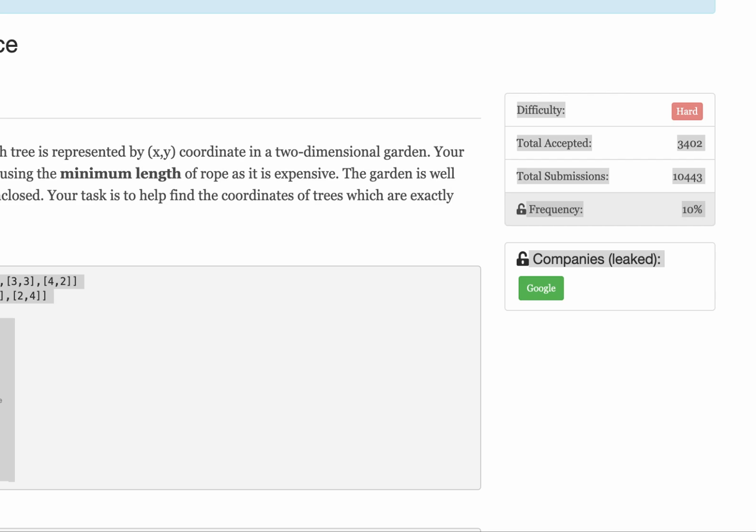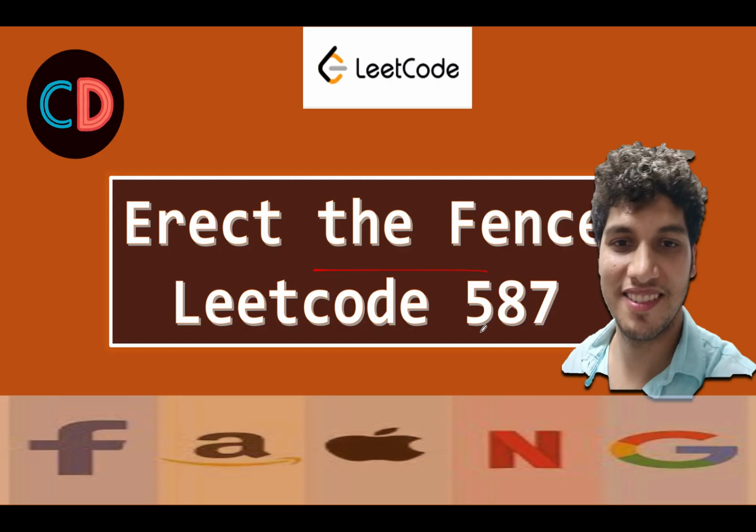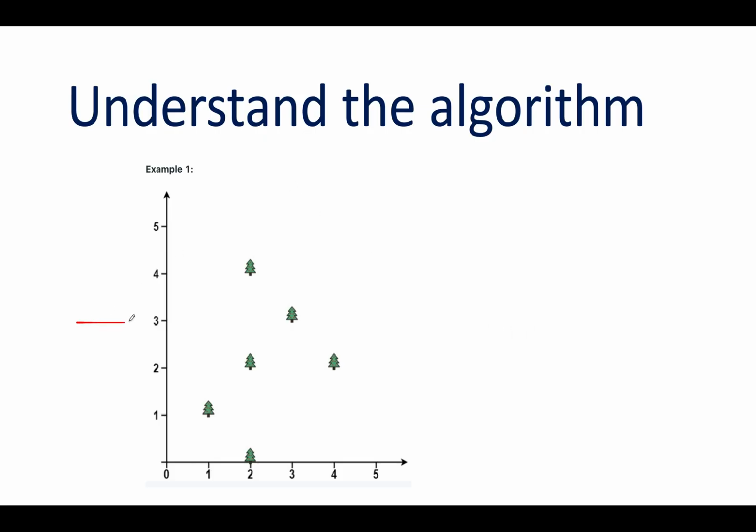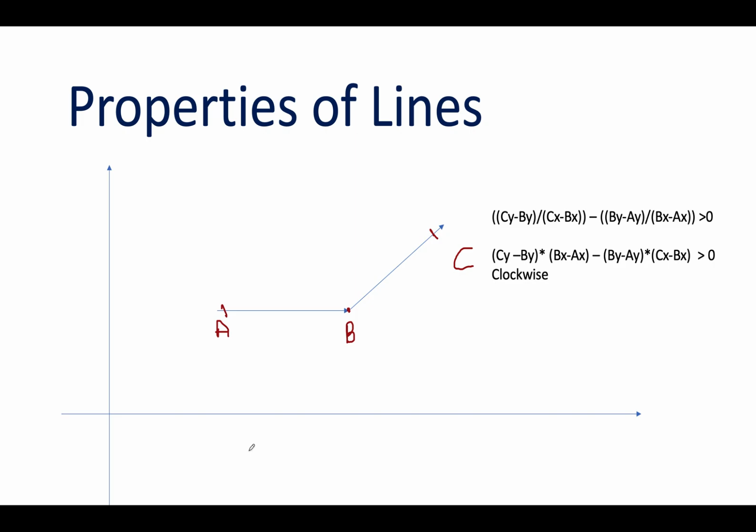So let's go back to the question and let's try to understand it. Erect the Fence, Leetcode 587, and let's try and understand the question by the same example that was specified. Here we are given a 2D plane and trees are planted at various coordinates. We need to tell coordinates of those trees that lie on the fence. So where will you place the fence? You will place the fence at these 5 coordinates, and we need to tell the coordinates of those trees that lie on the fence. So even before starting the actual code algorithm, let's talk about the properties of line.